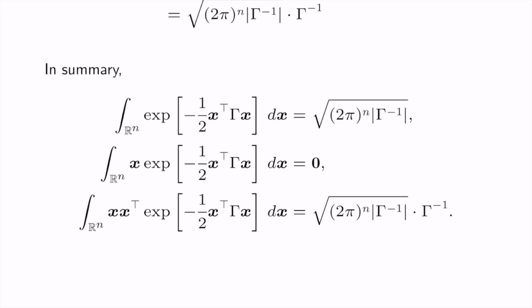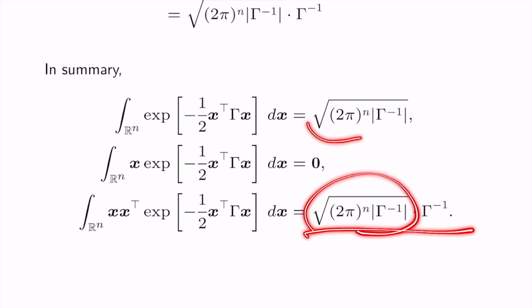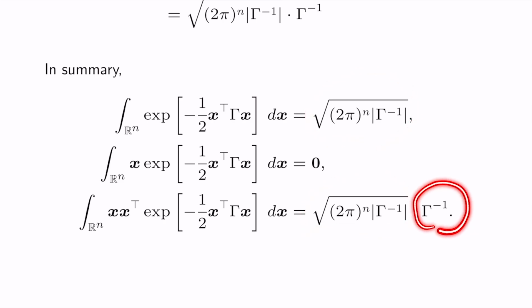So in summary, we have proved these formulas. The zeroth moment becomes this constant, square root of 2 pi to the power of n times the determinant of gamma inverse. And the first moment is the zero vector, and the second moment is this matrix, this same constant times the inverse of gamma.